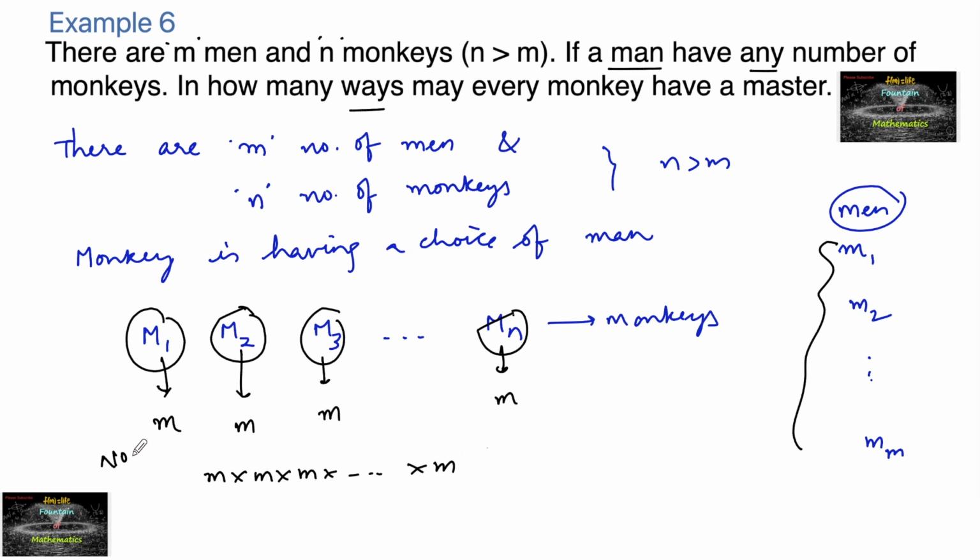So the required number of ways is equal to m into m into and so on m. How many times are you taking it? n times. Which is equal to m to the power of n. So m power n is the answer. Okay, right.